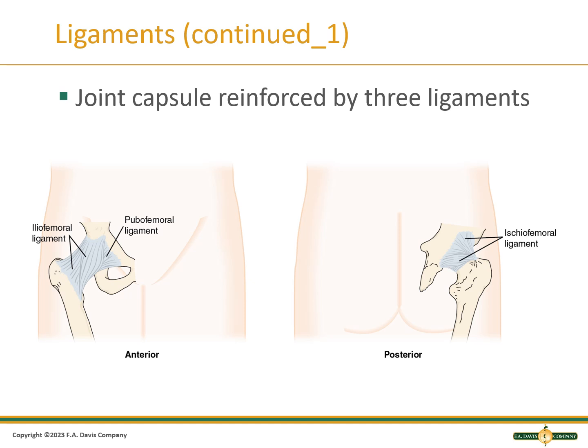Here we can see those 3 ligaments that reinforce the joint capsule. We've got our iliofemoral ligament, our pubofemoral ligament, and our ischiofemoral ligament. So each bone of our innominate has a ligament that runs to the femur to help encapsulate the femoral head.